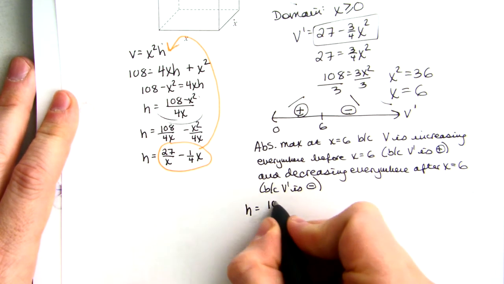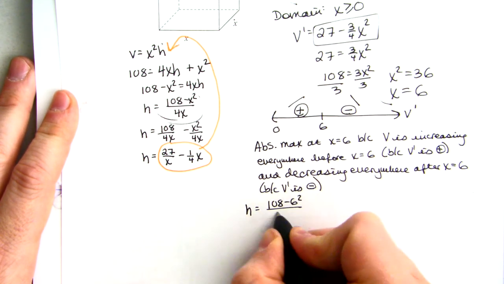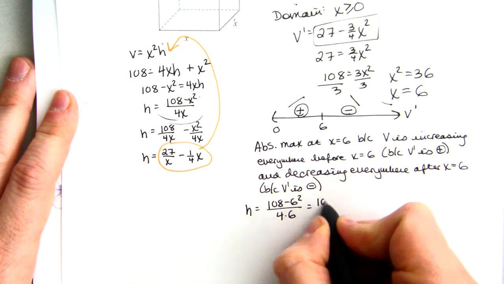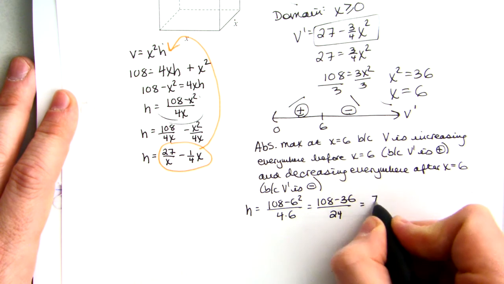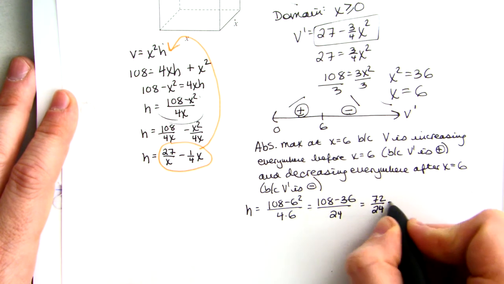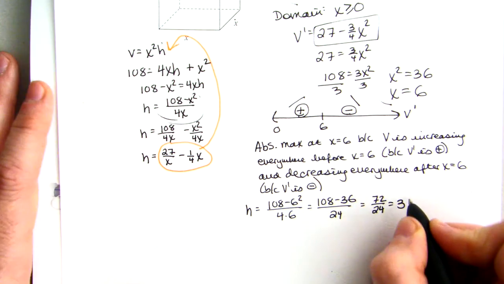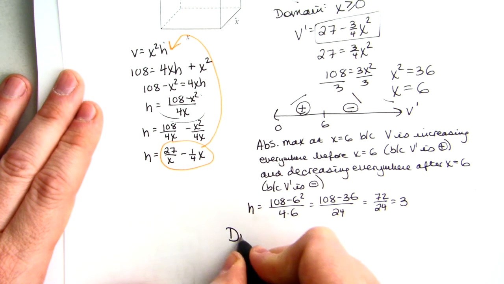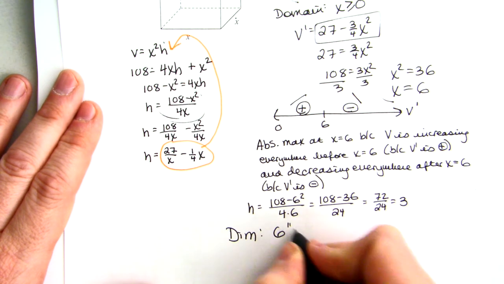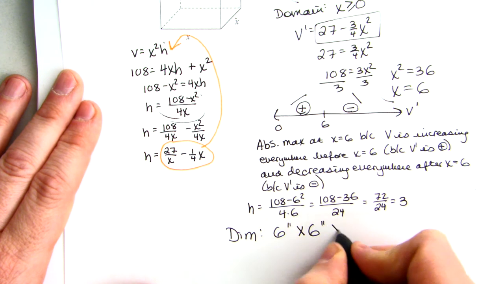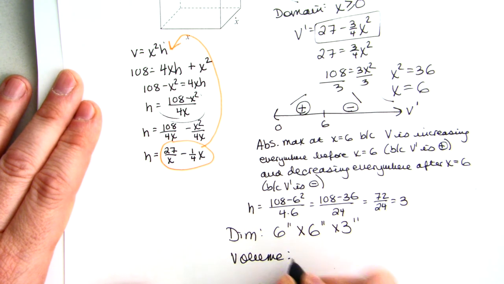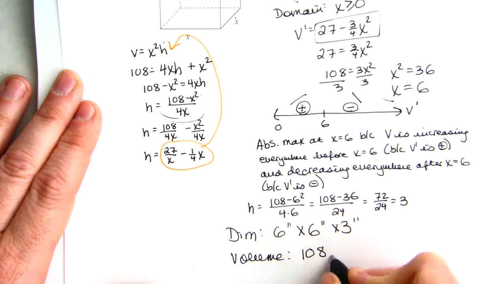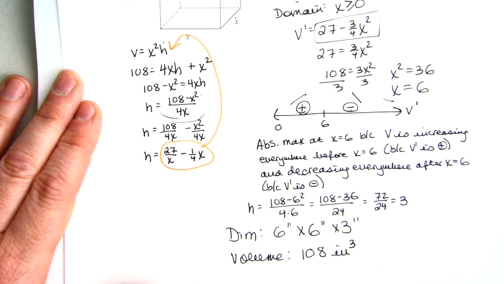I'll say h equals 108 minus 6 squared over 4 times 6. That's 108 minus 36 over 24. Oh, this is going to be nice. 72 over 24. h equals 3. So my dimensions are 6 inches by 6 inches by 3 inches. And my volume is 6 times 6, 36 times 3, 108 inches cubed.